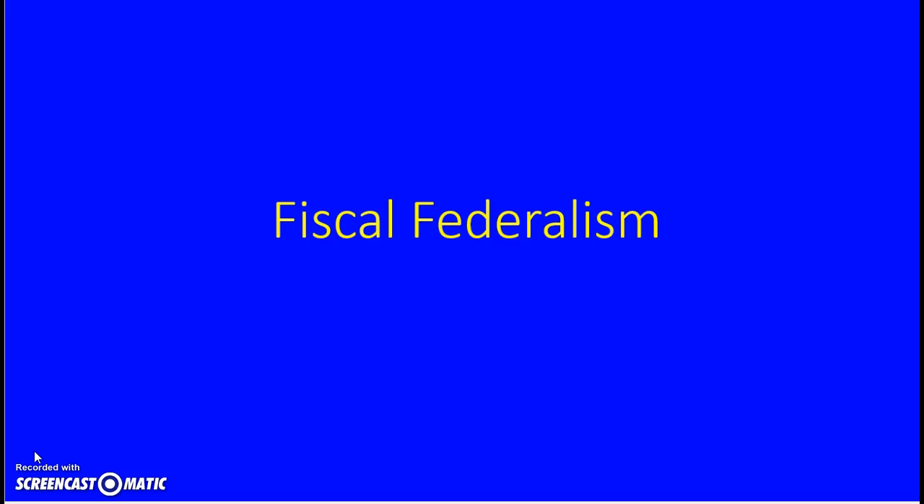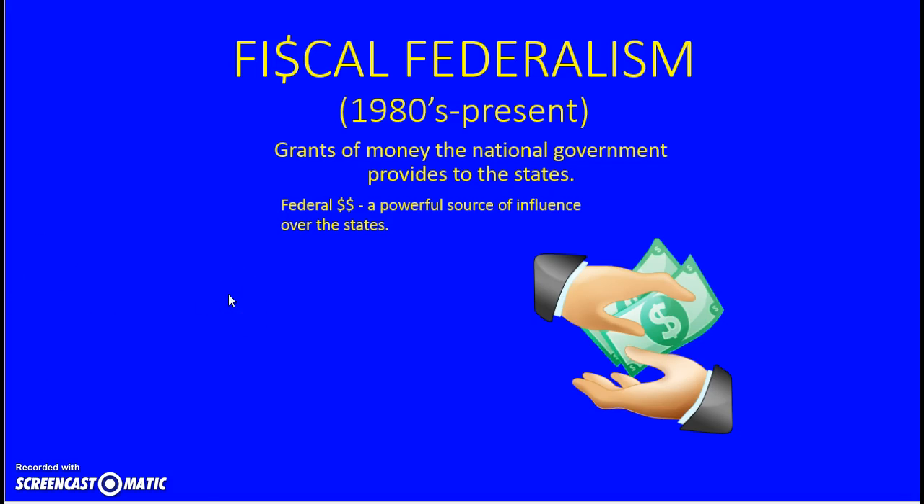Fiscal federalism is simply looking at the relationship between the national government and the state and local governments that grows out of grants of money that the national government provides for them. So a definition: grants of money the national government provides to the states. Federal money is a powerful source of influence over the states.